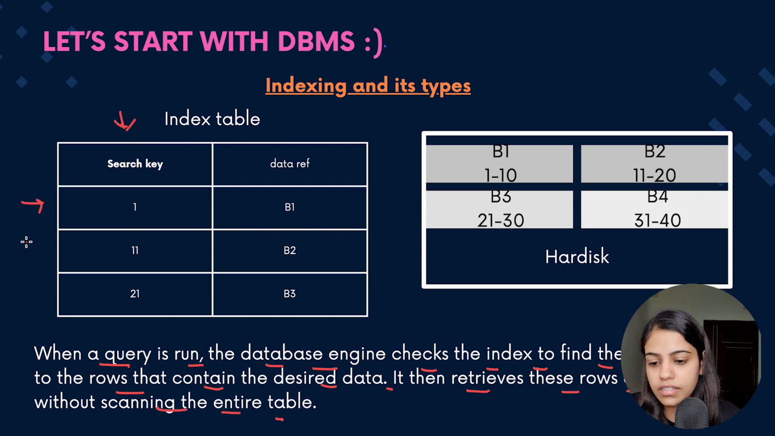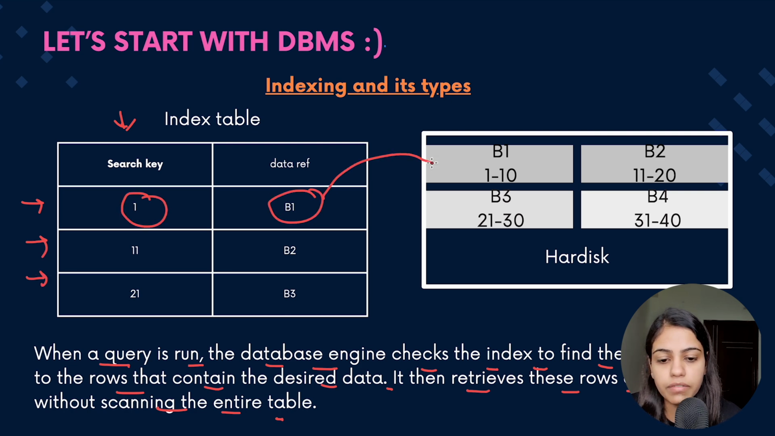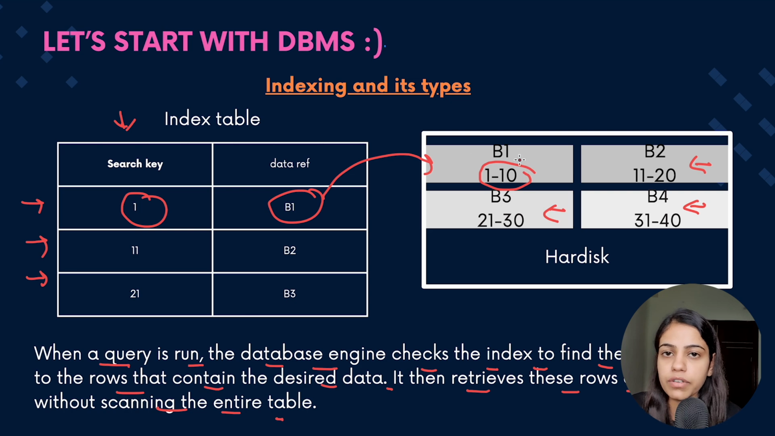It goes ahead and searches in our index table. Once it searches in our index table, it goes to the block pointer where the data will be present. It fetches the data and gives us the final result. Rather than going to each and every block one by one, we are reducing the block access which we are doing in our hard disk.